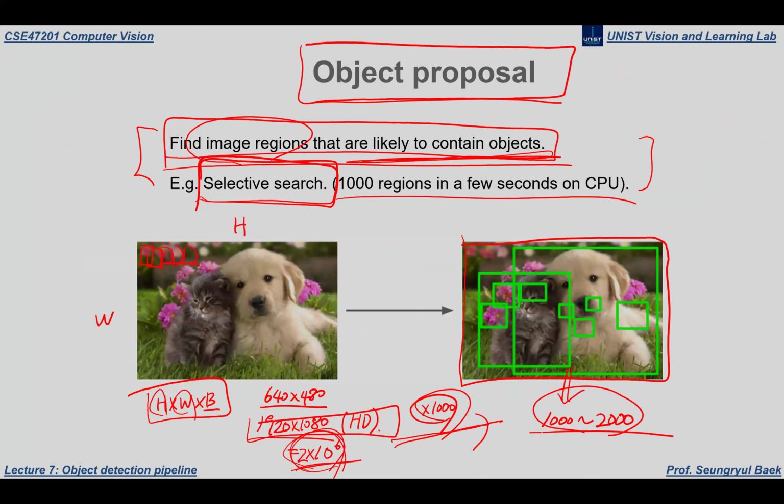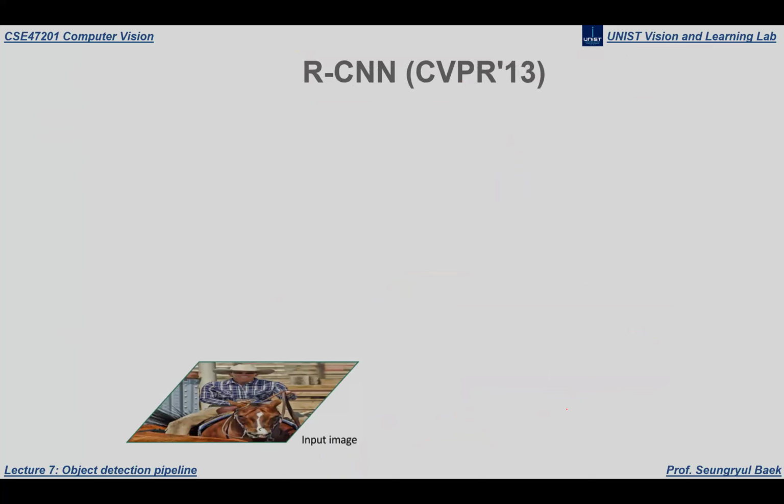So anyways, thanks to this object proposal algorithm, the implementation is becoming more feasible. Previously, we had to apply CNN a few million times, but now we have to only apply the CNN a few thousand times. So the time complexity greatly improved.